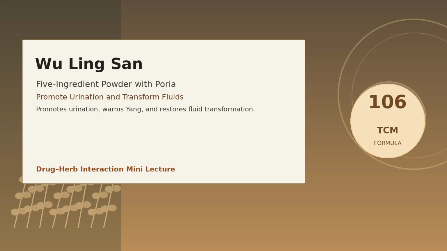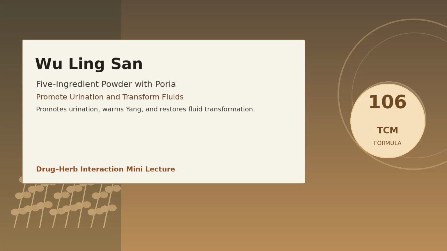Wu Ling San, commonly translated as 5-ingredient powder with poria, is a classical traditional Chinese medicine formula in the category of formulas that promote urination and transform fluids. Its core action is to promote urination, warm yang, and restore fluid transformation. The pattern framework is Taiyang water accumulation with impaired bladder chi transformation.